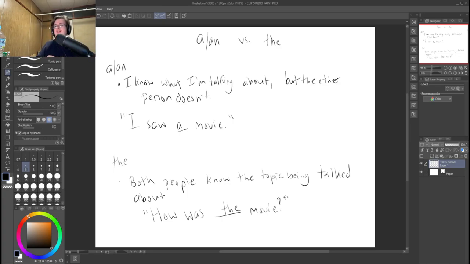Another situation where you can use a and an versus the is when you're undecided about something. So, for example, I want to read a book. I don't know what book I want to read, but I want to read a book. I want to read the book is in a case where I already have a book decided. So, another case would be undecided versus decided.